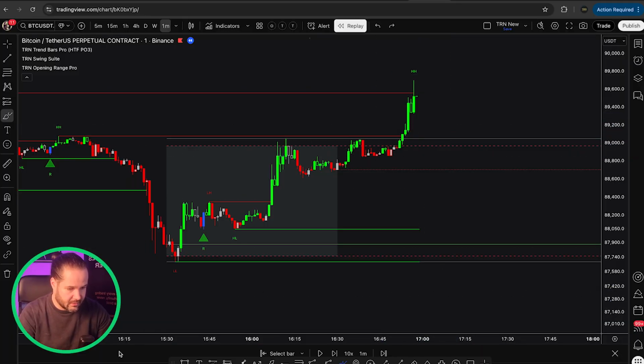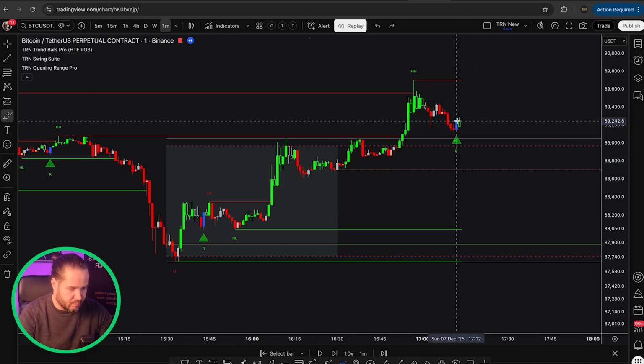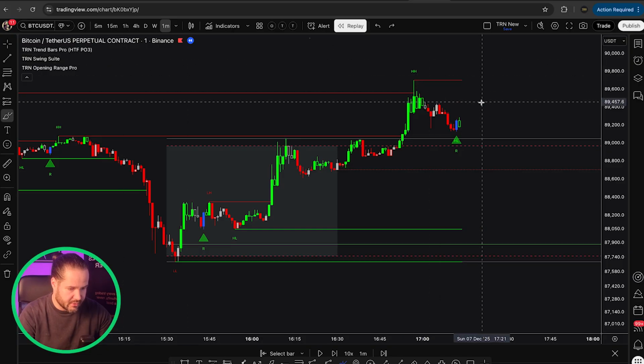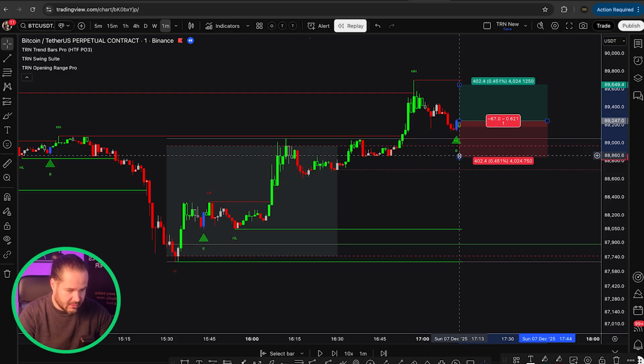So let's see. Okay, this is the pullback we need. And now just a candlestick pattern, and here it is. This is our candlestick pattern. In this case, it's a bullish reversal bar, also from the Trend Bars Pro. And then we can place our long entry right at candle close.